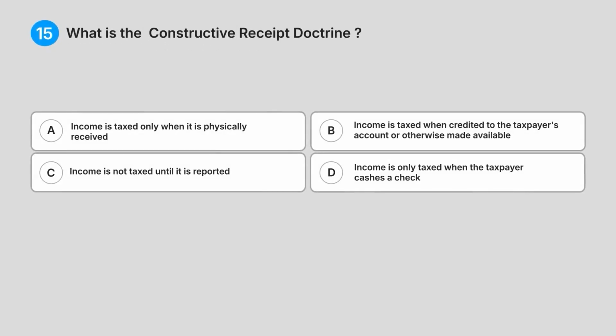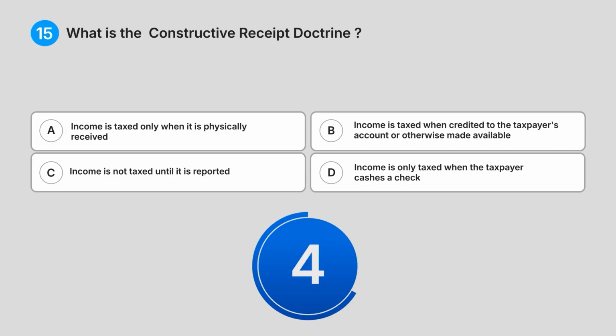15. What is the constructive receipt doctrine? A. Income is taxed only when it is physically received. B. Income is taxed when credited to the taxpayer's account or otherwise made available. C. Income is not taxed until it is reported. D. Income is only taxed when the taxpayer cashes a cheque. What do you think is the answer?